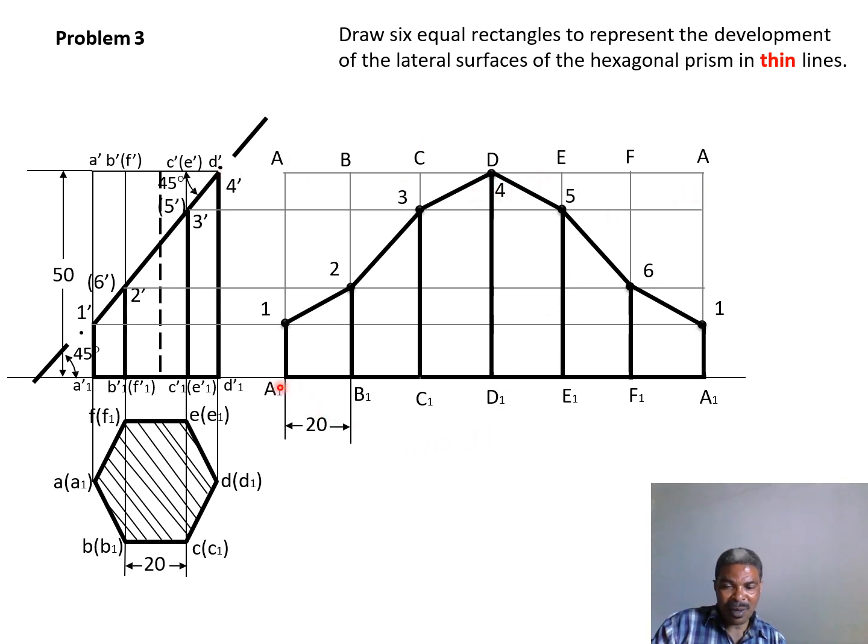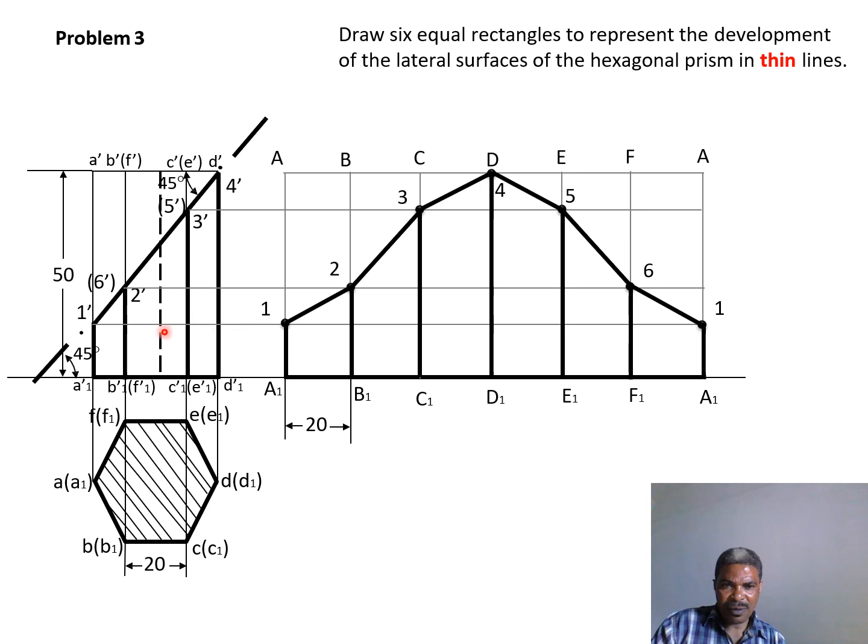First of all, you are required to draw a line, the base for our developed surfaces, which ranges how many millimeters? It should be 20 times the number of sides, which is 1, 2, 3, 4, 5, and 6. So 6 times 20 is 120 millimeters long. So the total length for our developed surfaces is 120 millimeters.